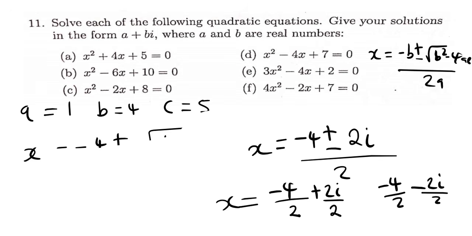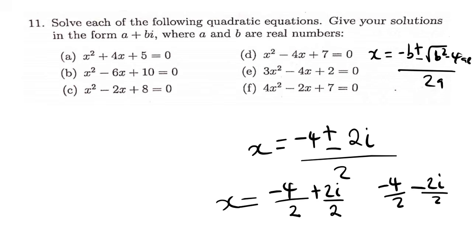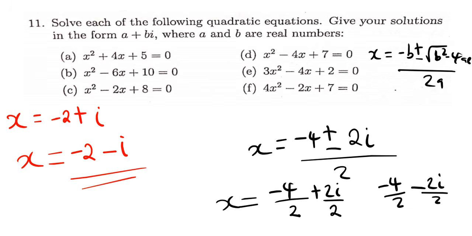And if we are going to write them on the other side, you are just simplifying this expression. Negative 4 divided by 2, so therefore x will be equal to negative 2 plus, the 2 and the 2 are going to divide. We're just going to remain with an i. That is the first one. Then another value of x is negative 4 divided by 2, that is negative 2. Then negative 2i divided by 2, that will give us a negative 1i or negative i. So these are the two answers for this one.